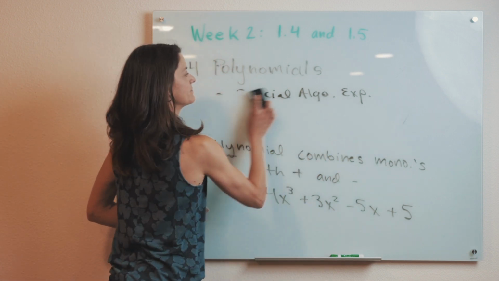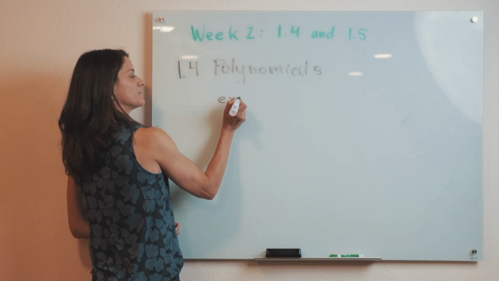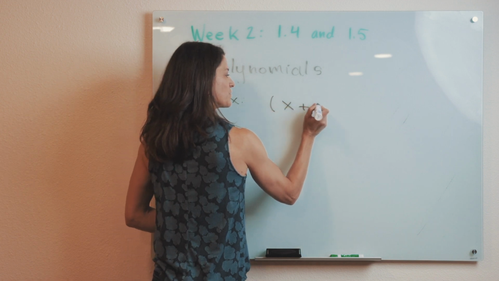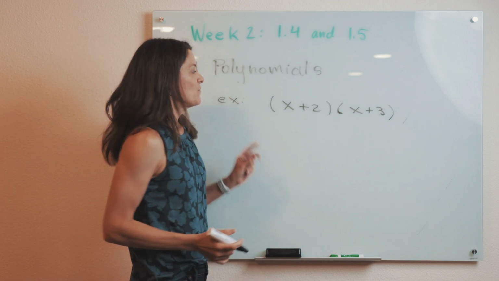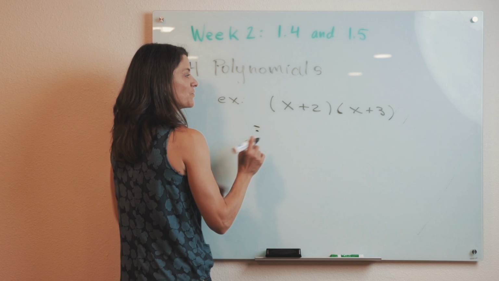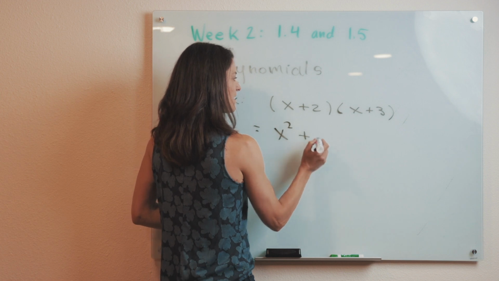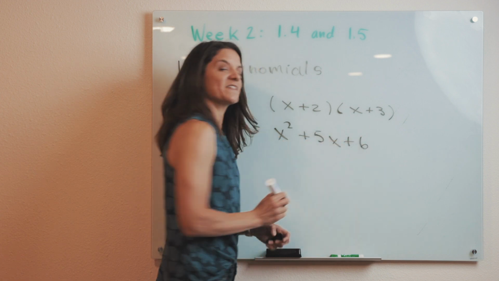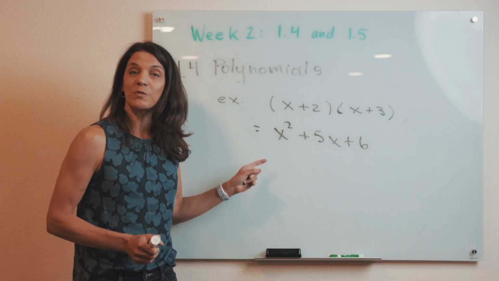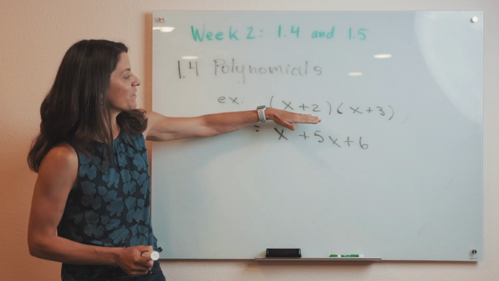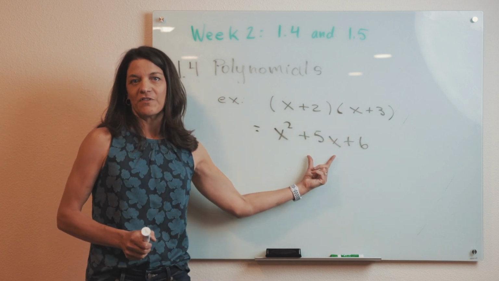Let's take a look at multiplying polynomials. An example would be x plus 2 times x plus 3. Now these are really simple polynomials. And when we multiply those together, we are going to be able to write it without parentheses. It's going to look like this: x squared plus 5x plus 6. Don't worry about how we got there, but just note that that is what happens when we multiply polynomials. We start off with two things that we call factors, and we end up with a polynomial without parentheses.